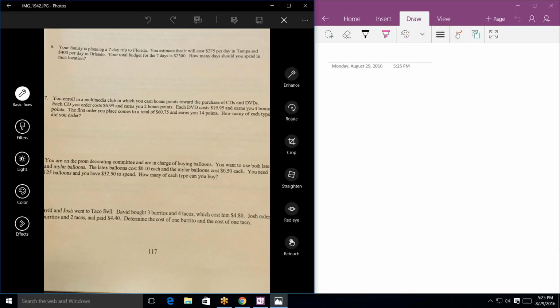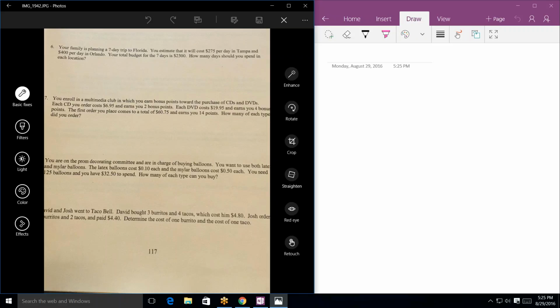Okay. Again, before you even read the problem, look at the last sentence, and that almost always gets you started. Notice the last sentence of every single problem here tells you exactly what the variables are. For the very last problem, X is going to be the cost of a burrito. Y is going to be the cost of a taco. In the problem before that, X is going to be the number of Mylar balloons you order, and Y is going to be the number of latex balloons. Okay, for number 7, what's it going to be?